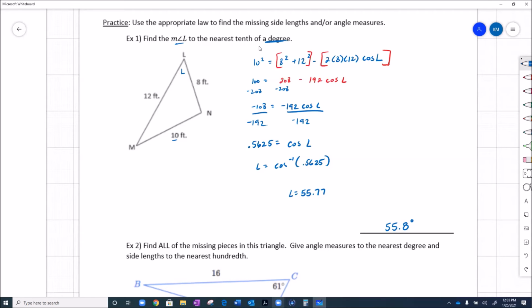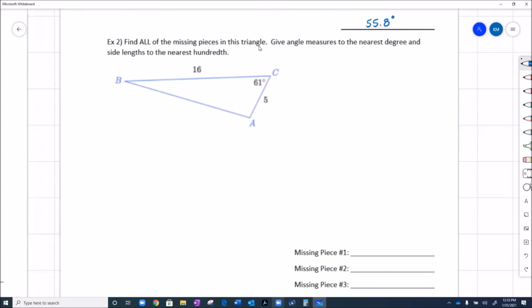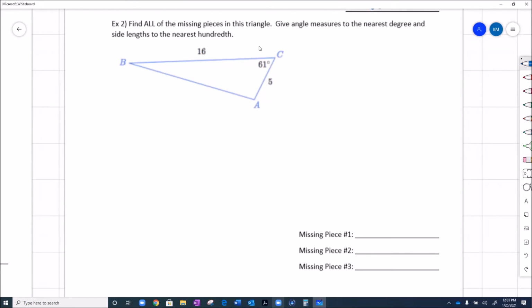Okay, final question here. It says find all the missing pieces in this triangle. Give angle measures to the nearest degree and side lengths to the nearest hundredth. So again, it'd be really nice to use law of cosines or right triangle trig if we could, or law of sines or right triangle trig if we could, but we can't at this point. So if we want to find another piece of this puzzle, we're going to have to start with law of cosines. Okay, and I'm going to use law of cosines to find my other side.